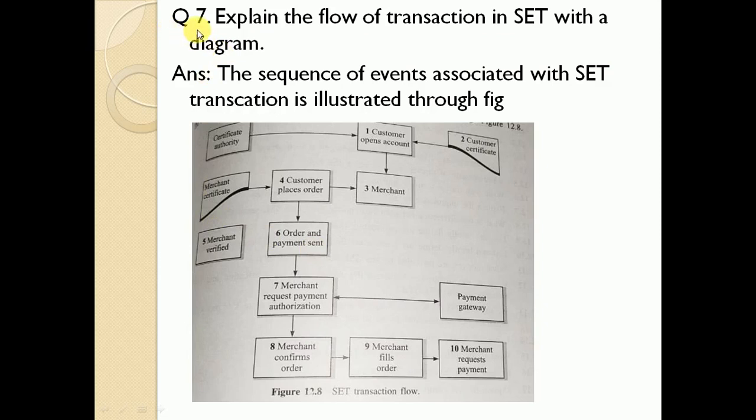Let's see question number 7. Explain the flow of transaction in SET with a diagram. So here the sequence of events is associated with SET. SET has many different transaction flows associated with it. Here you can see the diagram which indicates the SET transaction flow. So these are the components of the diagram.